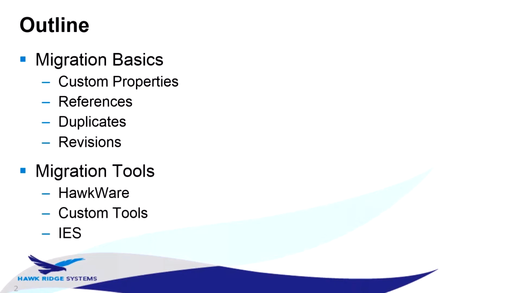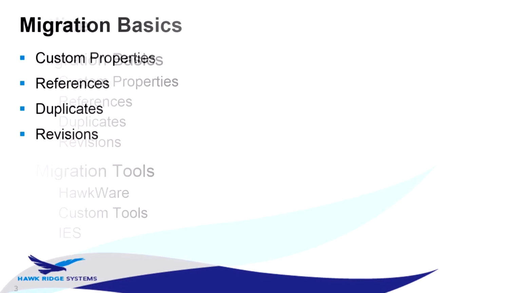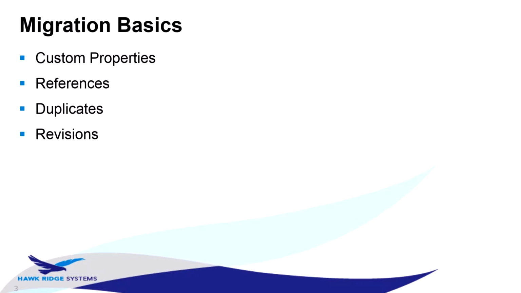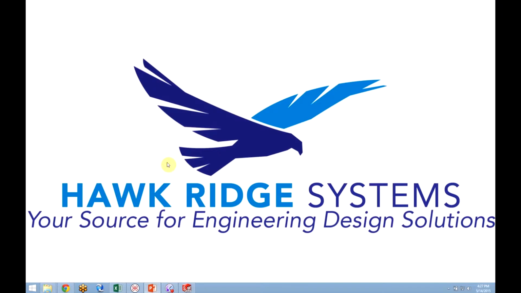Kind of what we're going to be covering today is some of the migration basics, whether that's custom properties, references, duplicates, revisions, all of those different topics, as well as some useful migration tools that might help you as you're trying to figure out how files are going to get from where they are now to inside the vault. So the first place we're going to start is with the migration basics, and we'll start out by talking about the custom properties in SOLIDWORKS.